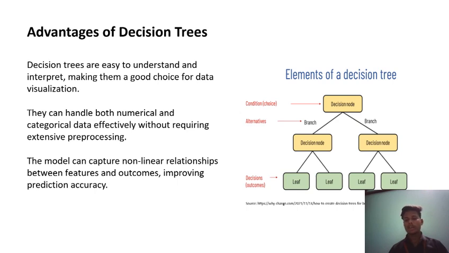Observe the diagram of the elements of a decision tree: decision node, condition, choice and alternatives, and branch, decision node. The two are the same: leaf and decision outcomes, last one.